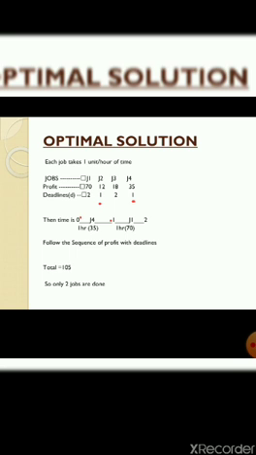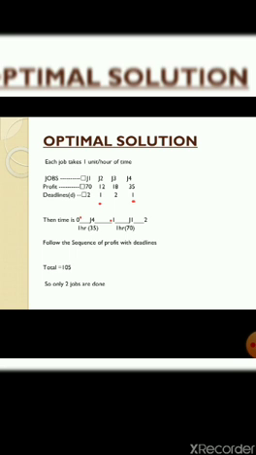The feasible sequence is a sequence that allows all jobs in a sequence to be executed within their deadlines and highest profit can be gained. The optimal solution is a feasible solution with maximum profit.